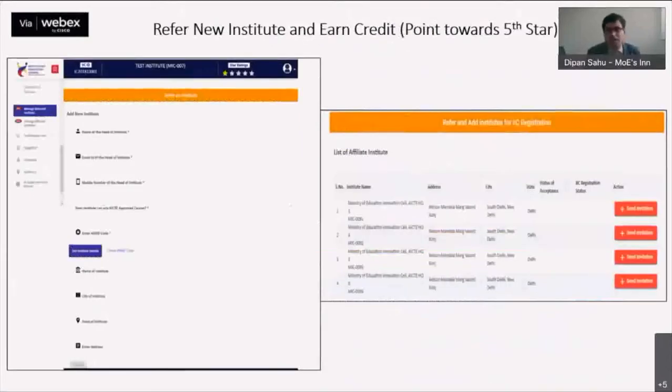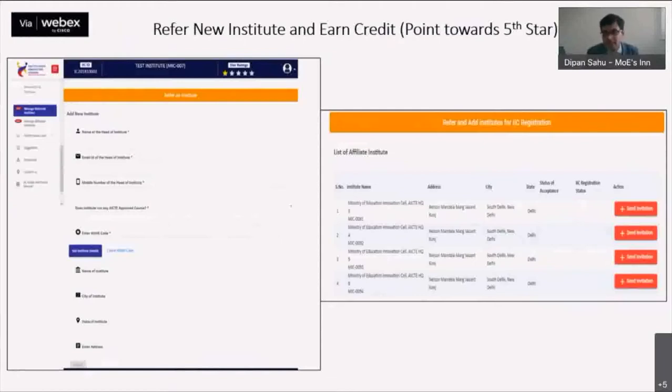The fourth one is referring a new institute and earning the credit that will be counted for the fifth star calculation. This is applicable for each and every IIC institute, irrespective of whether you are part of a university, a standalone institute, technical or non-technical. If you know any institute or university located in and around your vicinity that is not part of IIC, you can definitely send them an invitation using the system.